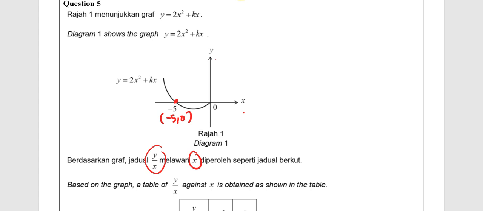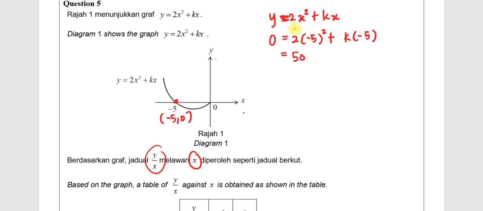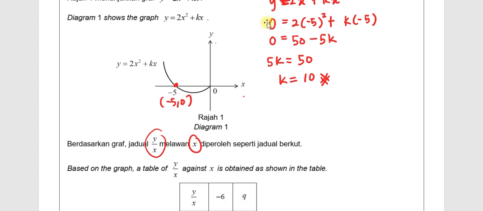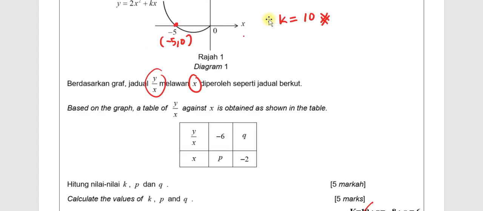Some questions give both linear and non-linear, that's a headache. Y equals 2x square plus kx. Then substitute 0 and negative 5: 2 times negative 5 square plus k times negative 5. Negative 5 square is 25, times 2 is 50. 50 minus 5k equals 0. 5k as your subject, k is equal to 10. Yes, that's right. k equals 10.